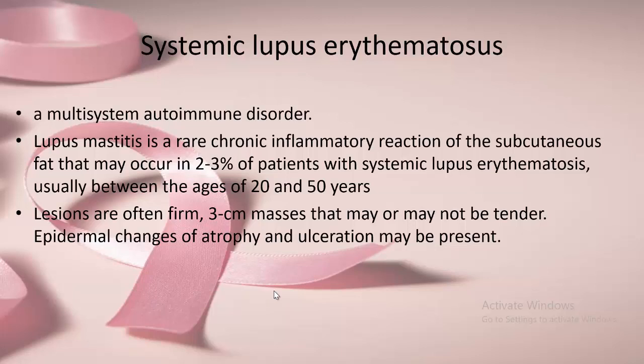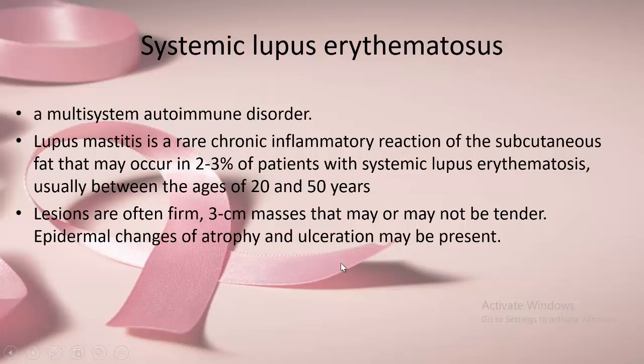I was having a picture of a breast showing lupus mastitis, but I removed it because sometimes it's against the rules. 2 to 3% of patients with systemic lupus may develop this entity between 20 and 50 years of age. Lesions are often firm, 3 centimeter masses, which may or may not be tender.